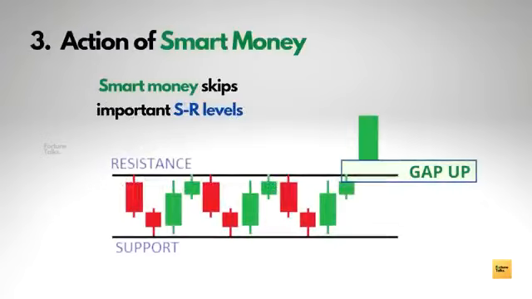And finally, sometimes the smart money or the big institutions try to skip the important support and resistance levels. For example, if they are bullish on a particular stock, they will gap up the price above the supply zone where they could have faced potential selling pressure.